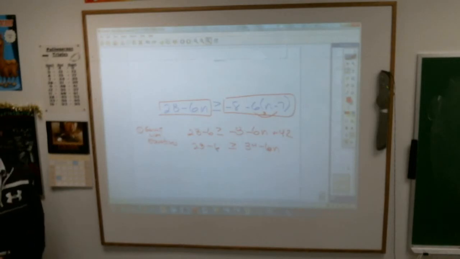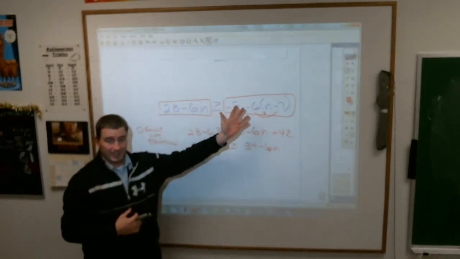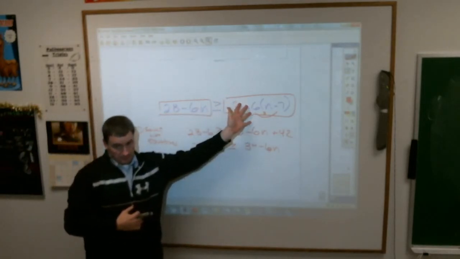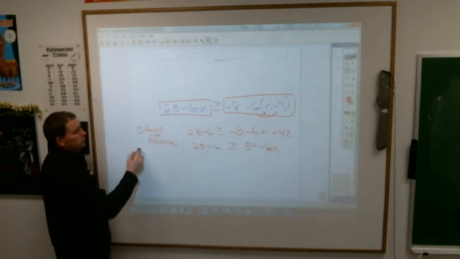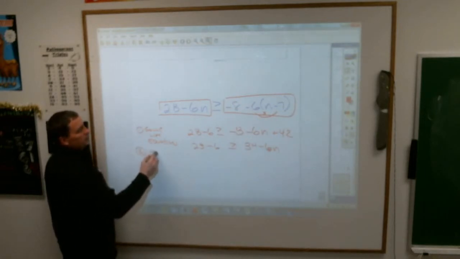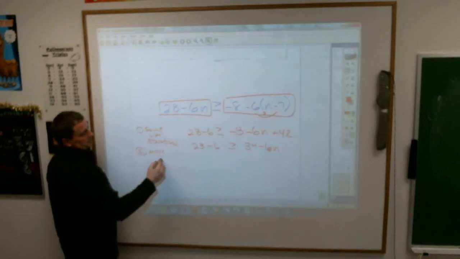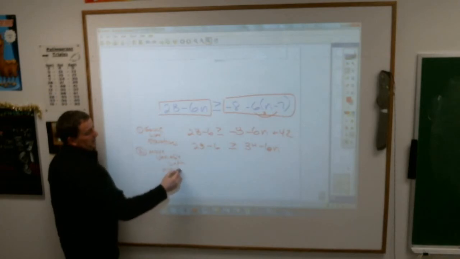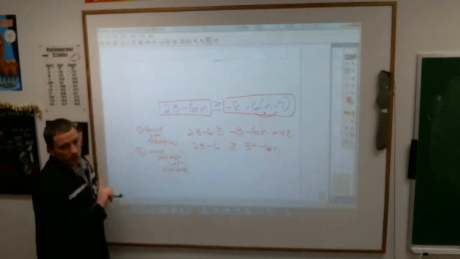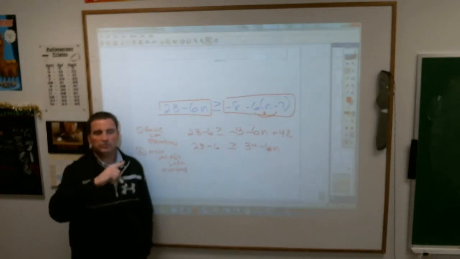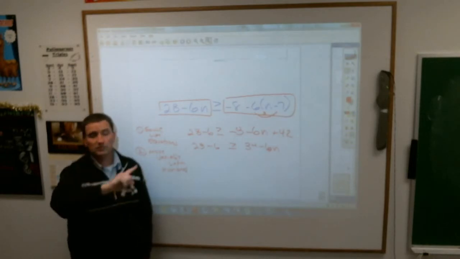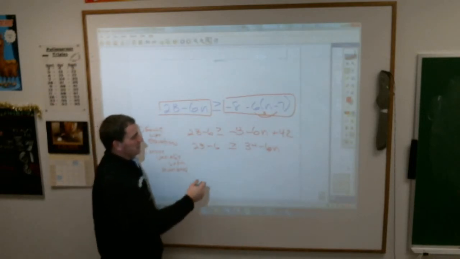Step number 1 is done. I just simplified all I could on each side. Then step number 2 is move all your variables left and all numbers right. And again, you will not change the signs on this because you do this by adding and subtracting. You don't do this by multiplying. So I just simply do this.